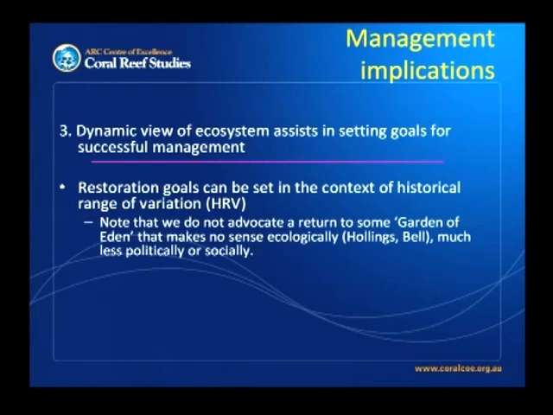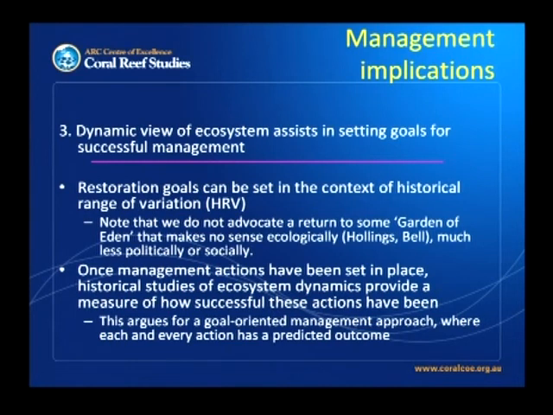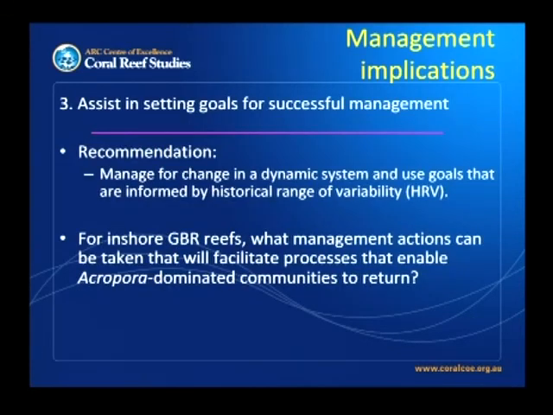But what we can do is set goals within the context of what we know has occurred in the past. Now, once these management actions have been set in place, historical studies of ecosystem dynamics provide a measure of how successful actions have been. So we've got a scale. We've got a ruler. We can say managers will take a particular action and predict an outcome, and we've got a historical context that we can use to measure the success of that outcome, the success of that particular goal. So this argues for a goal-oriented management approach where each and every action has a predicted outcome.